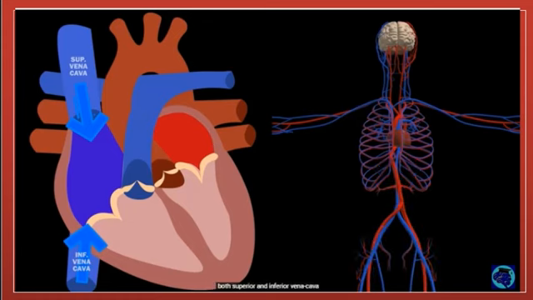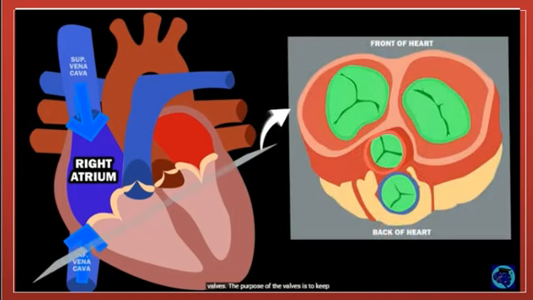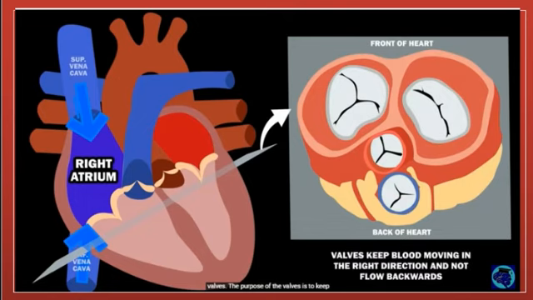Both the superior and inferior vena cava end up in the right atrium, one of the 4 chambers of the heart. The heart not only has 4 chambers, it also has 4 valves. The purpose of the valves is to keep blood moving in the right direction and not flow backwards.